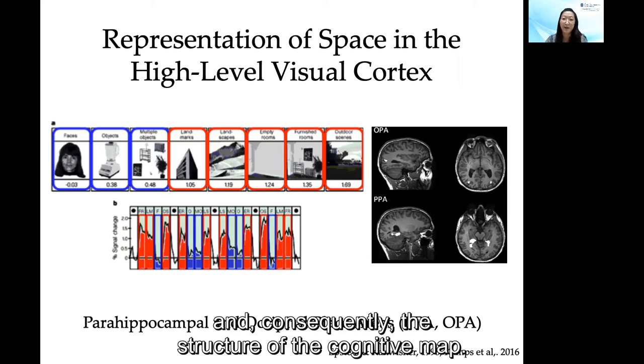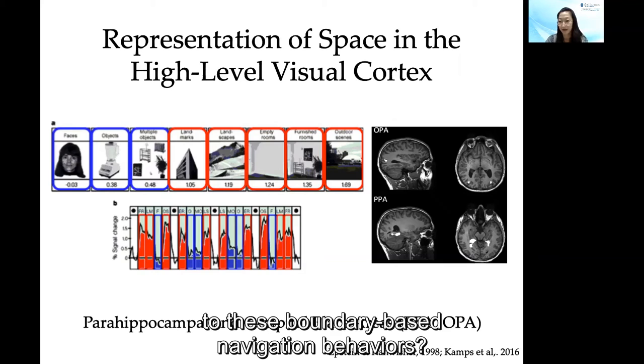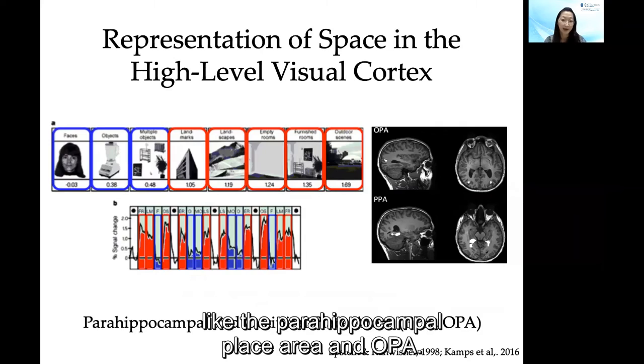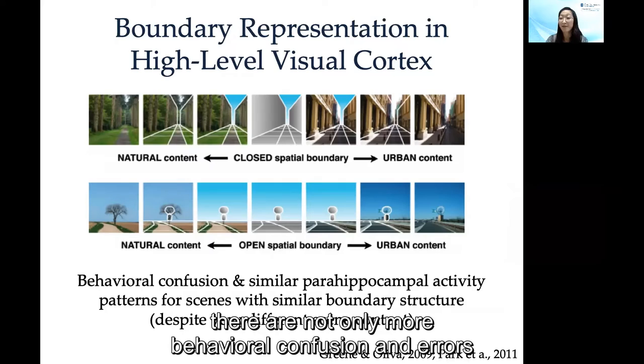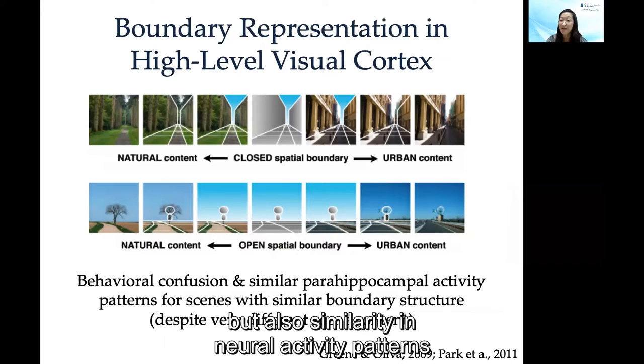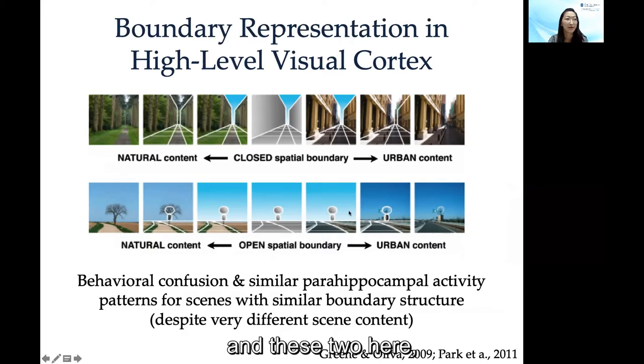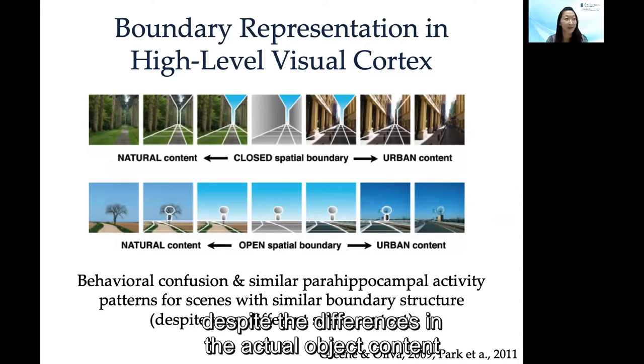But what might be some neural inputs to these boundary-based navigation behaviors? So the most obvious places to look are in the scene-selective regions of the high-level visual cortex, like the parahippocampal place area and OPA. It turns out there are not only more behavioral confusion and errors, but also similarity in neural activity patterns in the PPA and OPA for scenes with similar boundary structures like these two here, or these two here, despite the differences in the actual object content and other features such as colors and textures.